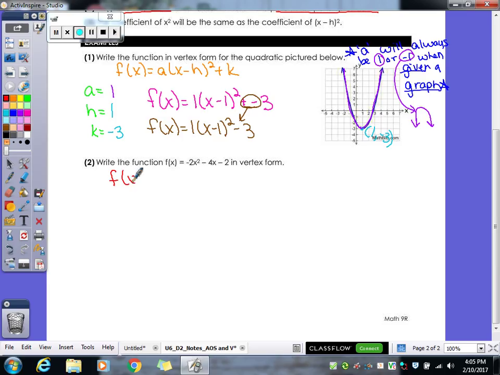So again, first thing I'm going to do is write my generic vertex form. And our 3 things we need to know are our a, h, and k. Okay, so this one, they gave us the equation this time. They didn't give us a graph. So if we look at the a value of our equation, it's a negative 2. So when we write our vertex form, our a is still going to be a negative 2. So let's have you go ahead and type this into your calculator, just as it is, and see if you can find your vertex.